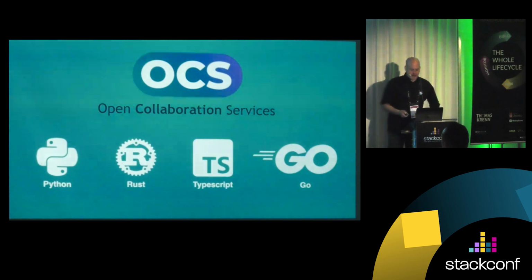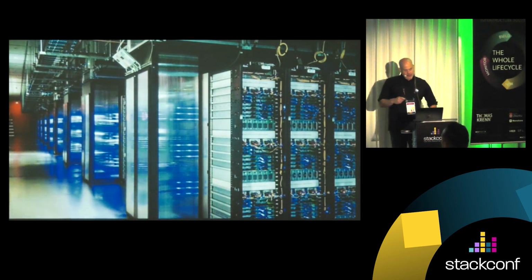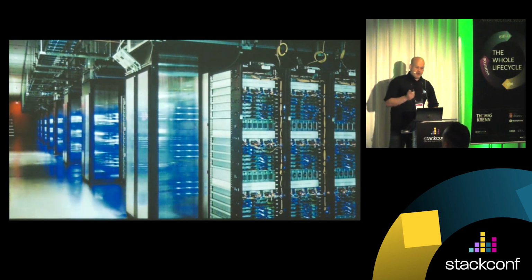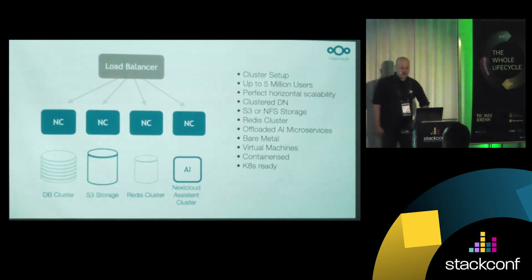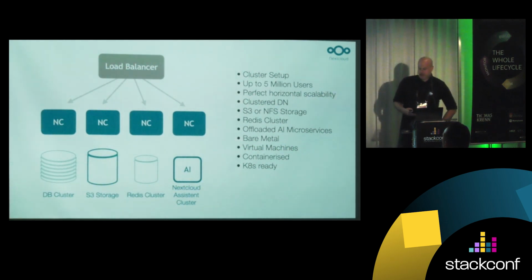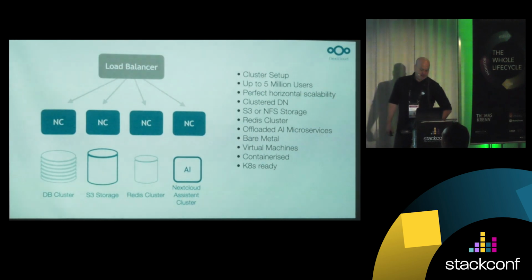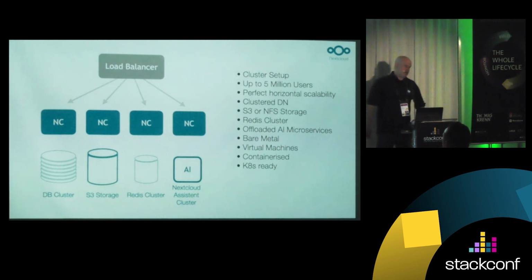But now let's talk about the really important thing, scaling it beyond one machine, right? This is what we are here for. So the architecture is quite standard to do it in a cluster setup. It basically requires a load balancer. You have lots of application servers. You can have lots of them. We have some customers who have hundreds of those. And then you have some backend services like a database, storage, a Redis cluster, and of course then maybe a cluster of AI services, as I just mentioned.